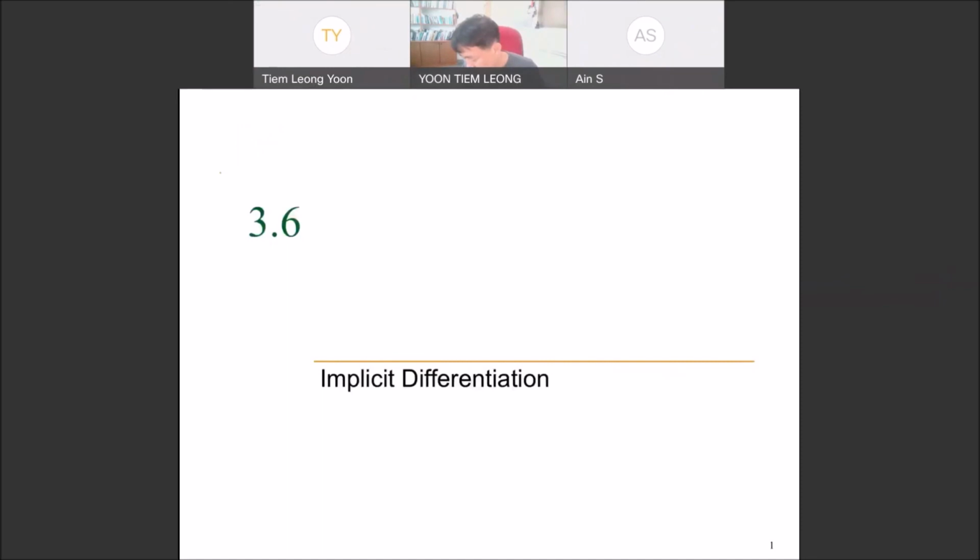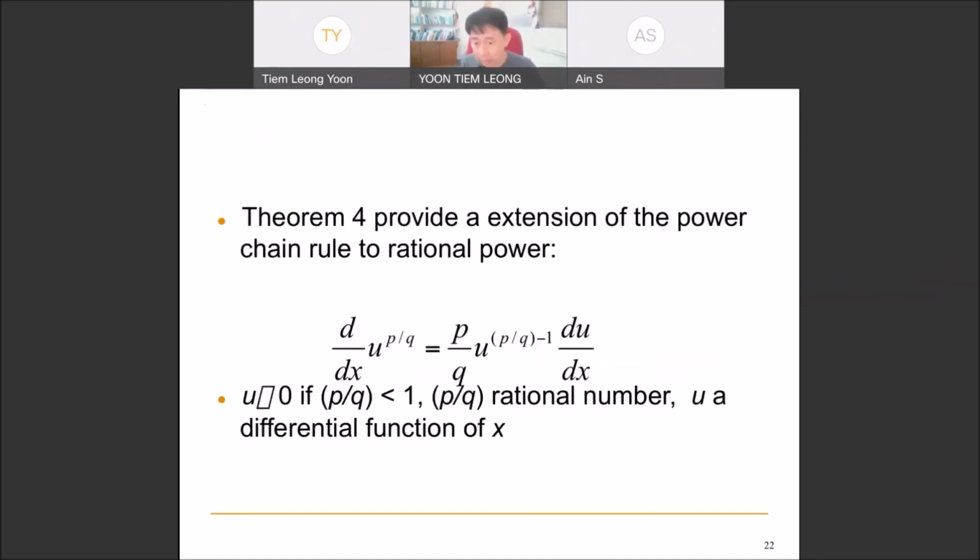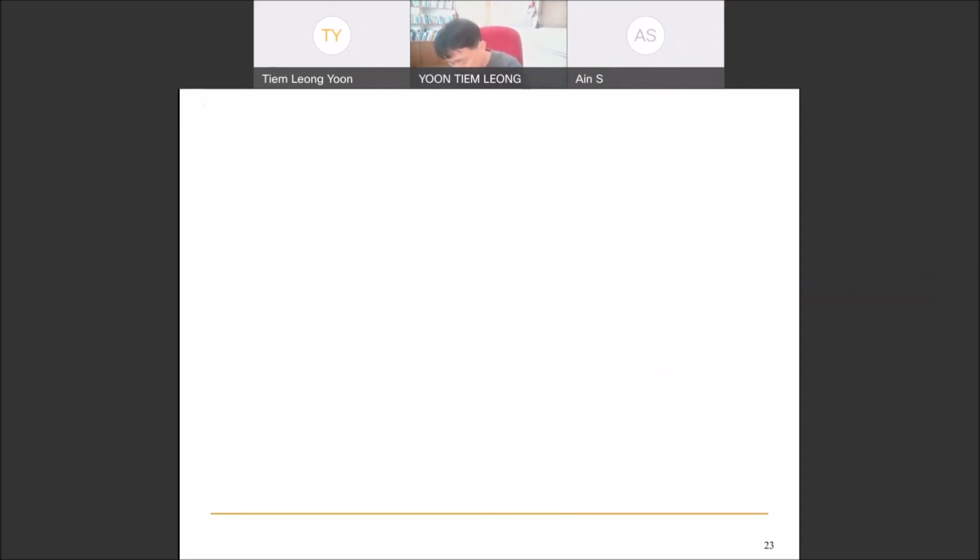That is the generalization of the rule, right? So if you have d/dx of u raised to the power of p over q, then you can just straightforwardly apply this to this equation. So let's just try to apply this rule to see if we can get the answer quite faster.